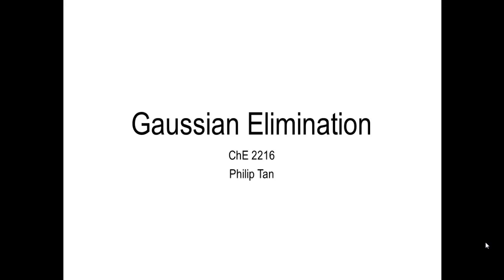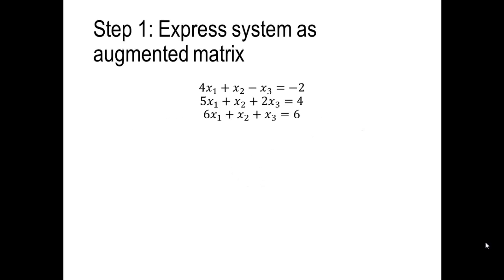Solving a system of linear equations by Gaussian elimination. The first step in solving our system is to express it as an augmented matrix. In this example, we'll be dealing with a system that has 3 equations and 3 unknowns, x1, x2, and x3.